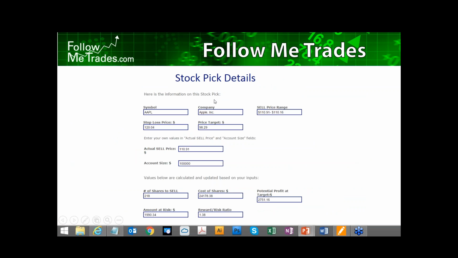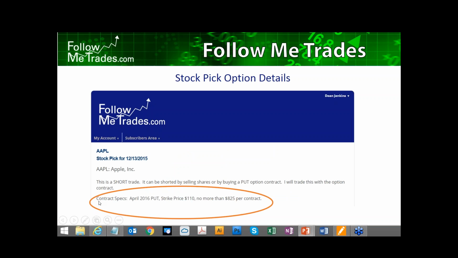Okay, here's the details you get. This is just a snapshot of the web page. Here's Apple, right? I show you the sell price range. We're going to sell at the stop loss price. Remember I said we always want to have a stop loss price and price target. There's a little calculator to help you figure out how to follow my risk control guidelines, and how many shares to actually sell or buy. And then here's the option contract details. So you're getting a freebie here if you're not a subscriber. We're selling the April 2016 put, strike price 110, no more than 825 per contract. And I think it's already out of the sell range anyway, but that one's doing super well.